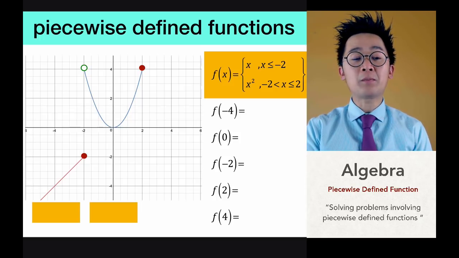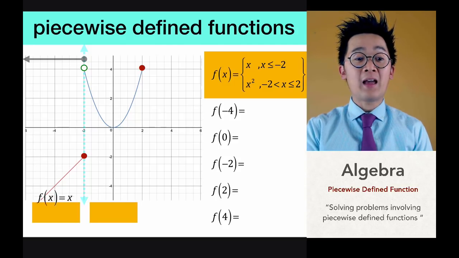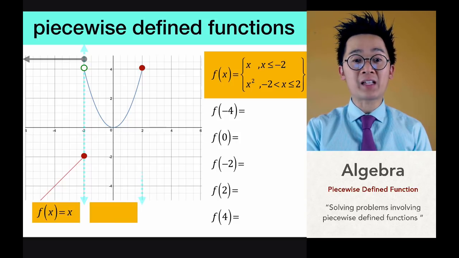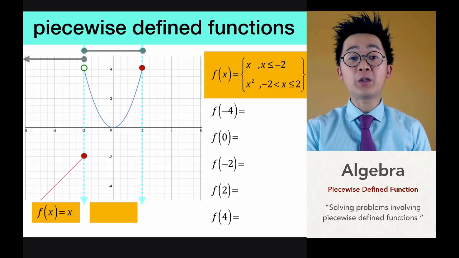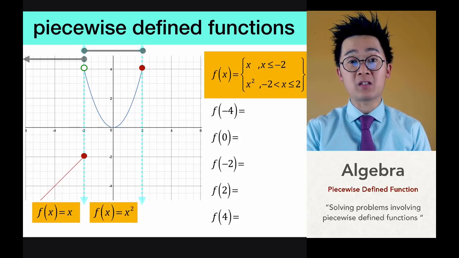Now, if we're going to be partitioning our piecewise defined function, we have a partition here at x equal to -2, wherein to the left of -2, the function that we're going to be using will be the linear function f of x is equal to x, and for any values of x between -2 and +2, we'll use the function x squared, which is the parabola.